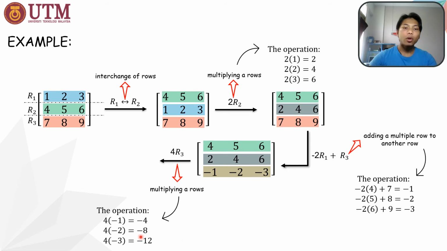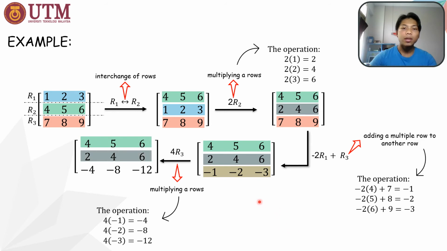So you guys can see the operation 4 is constant. So from R3, I choose R3, which is 4 times -1, 4 times -2, 4 times -3. So with this operation, you guys will get the result. You guys can see that R1 and R2 are not changed because I just want to touch R3.